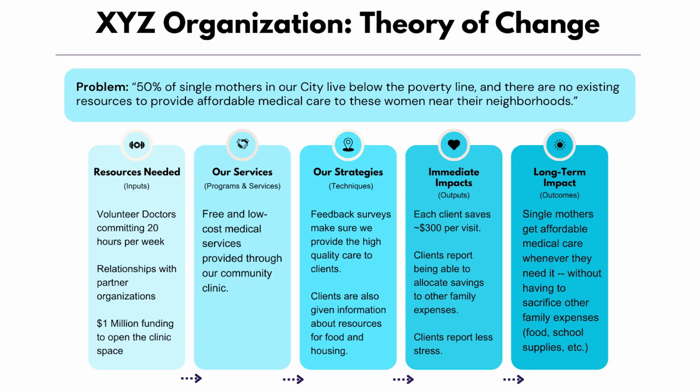You're going to start with your long-term impact in the future. Let's say helping single mothers access affordable medical care. In my example theory of change, you see that my long-term goal here is to provide affordable care to 50% of single mothers in my community who live below the poverty line. If I am successful in my program, then over the long term, these single mothers will get the medical care they need without having to sacrifice other basic needs like food or rent to afford it.